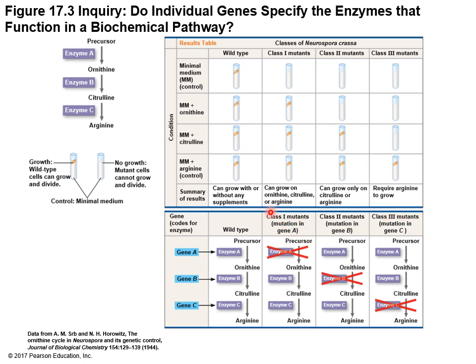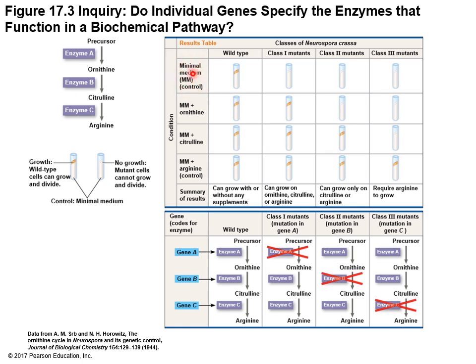The class 1 mutants have a mutation in gene A, which codes for enzyme A. So if there is a mutation in gene A, enzyme A is deactivated, and the precursor is unable to be converted into the ornithine. Now, where is the precursor found? The precursor is going to be found in the minimal medium.